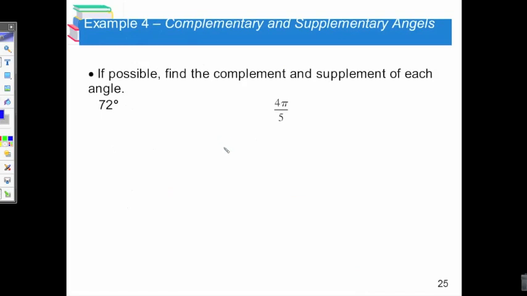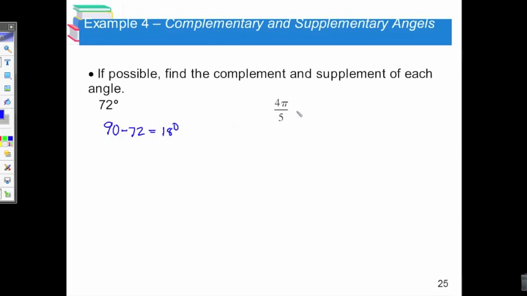Alrighty, now we're looking at this idea of complement and supplement. Hopefully complement and supplement are both very known vocabulary words for everybody. Complement meaning that we're adding up 2 angles to equal 90. Supplement meaning that we're adding up 2 angles to equal 180. So if I'm looking for, let's say, the complement of 72 degrees, I'm really just looking for what's left over after I do 90 minus 72. And that way I can get my complement right there.